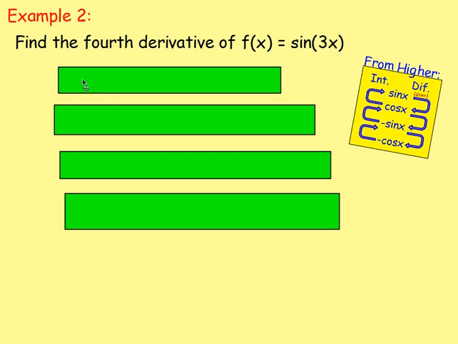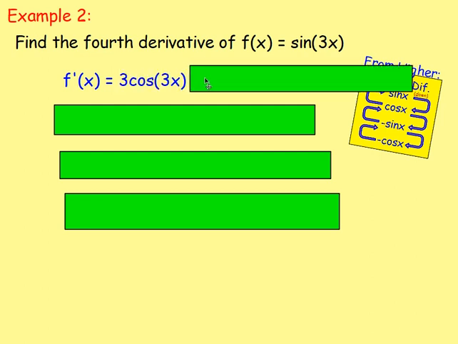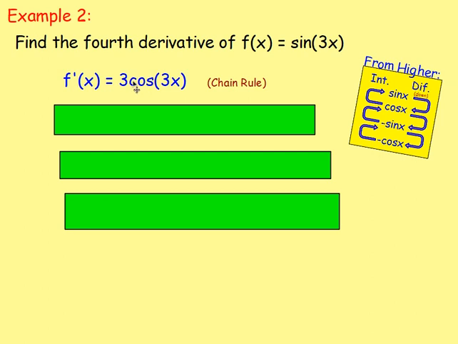So for this one, it's f of x, so the first derivative is going to be f dash x. And how would you work that out? Well, when you differentiate sine, you know sine goes to cos, so we'd have cos 3x. But remember the chain rule, you have to multiply by the derivative of what's in the brackets. So we'd have cos 3x, but we're multiplying by 3. So we'd have 3 cos 3x.